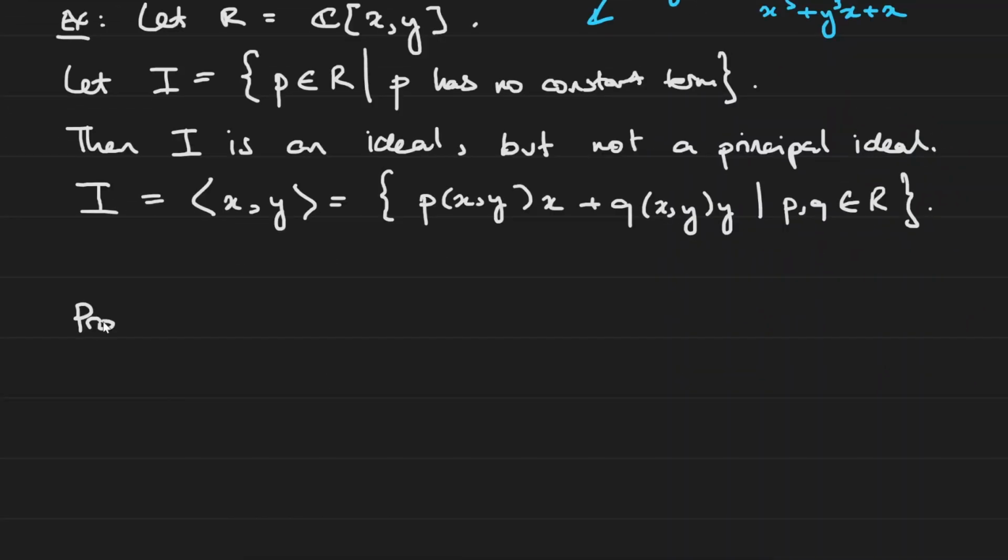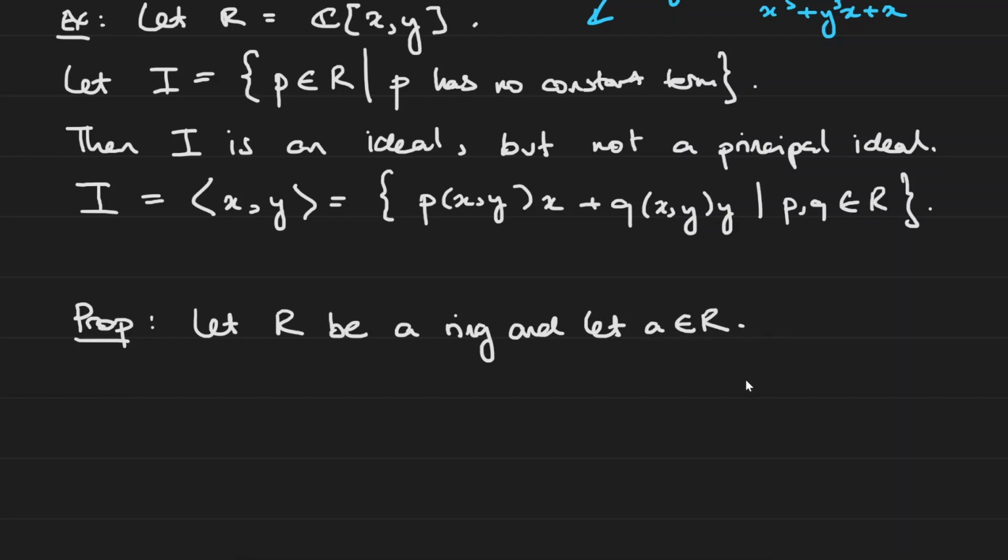Okay, so now for one of the main things I want to prove in this video. Let's state this as a proposition, maybe it's more like a theorem. Anyways, let R be a ring, and let a be some element in R. Then in one of the previous videos, we defined the evaluation homomorphism. It turns out that the kernel of the evaluation homomorphism at a is a principal ideal generated by the polynomial x minus a.